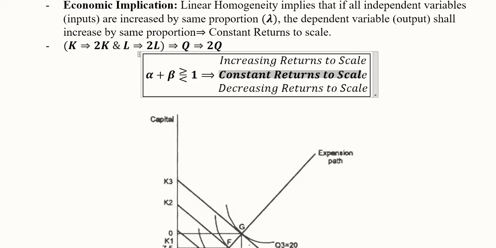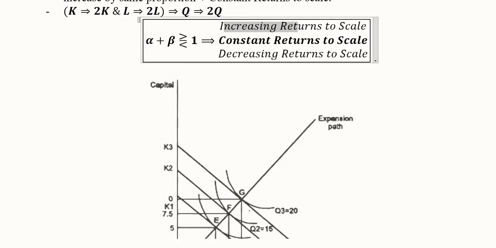Here we are considering this possibility, that is constant returns to scale, whereas in other production functions there can be non-constant returns to scale or variable returns to scale, which is collectively increasing and decreasing returns to scale.